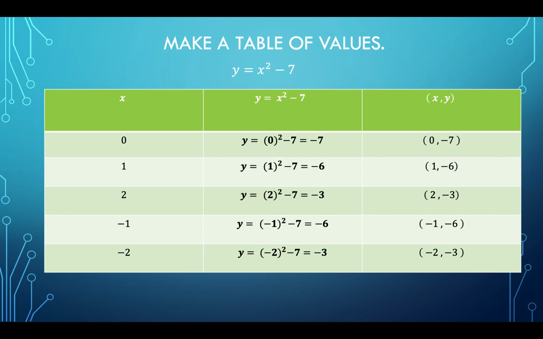Then we have -2. Wherever there's an x, we plug in -2. So we have -2 squared minus 7. -2 squared is 4. So 4 minus 7 gives me -3. So my coordinates are -2, -3.